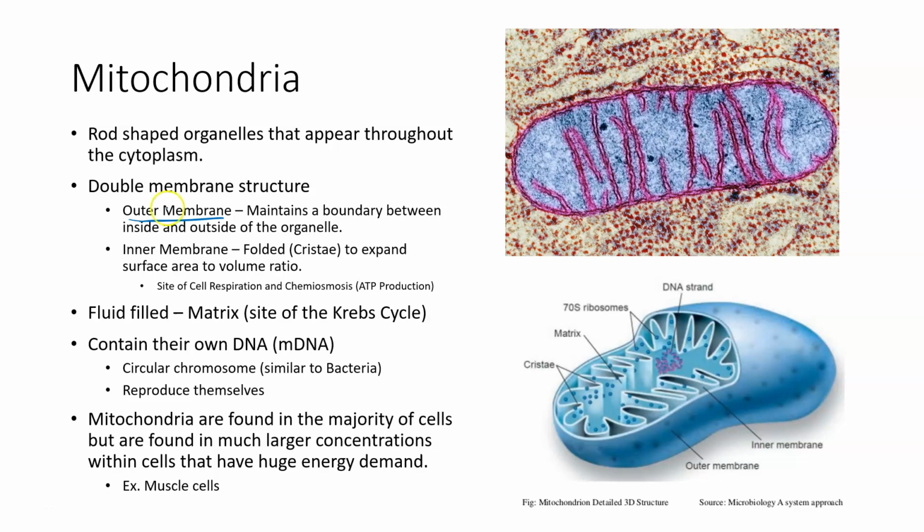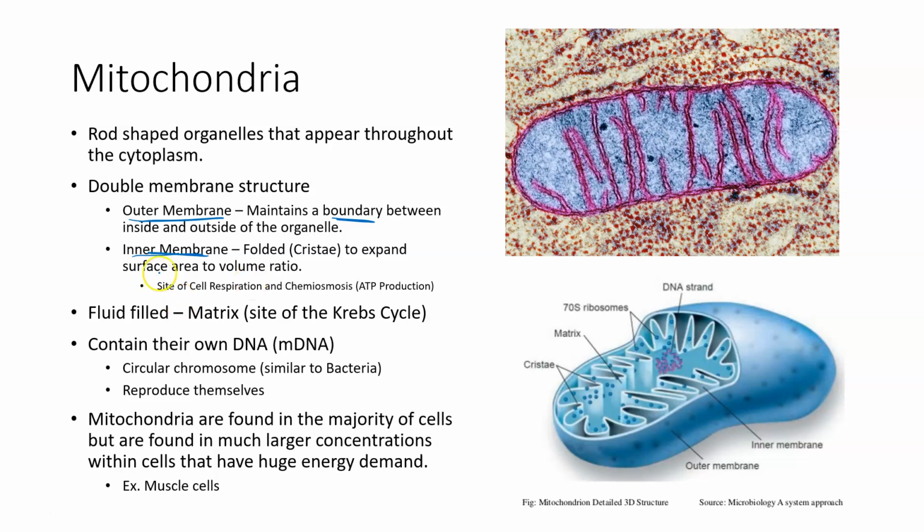This outer membrane regulates and maintains the boundary, so to speak, between inside and outside of the organelle. The inner membrane is very different from the outer membrane. Not only is it folded up into these cristae structures to increase surface area, but the inner membrane actually resembles a prokaryotic cell membrane, as opposed to the eukaryotic membrane that the outer membrane appears to be.